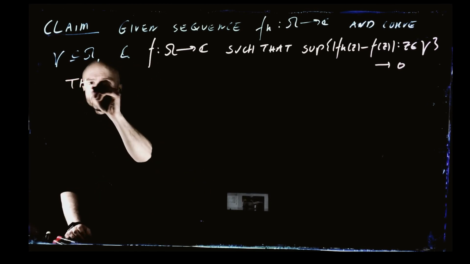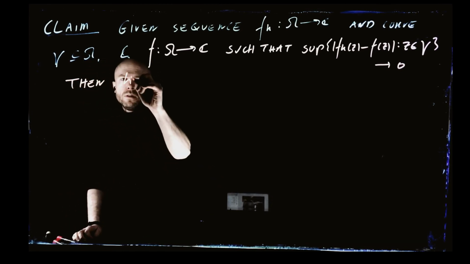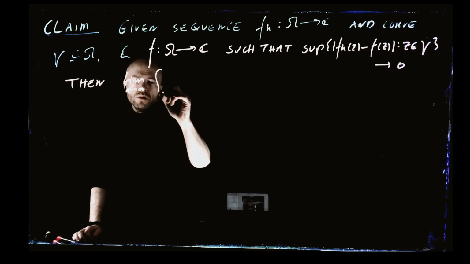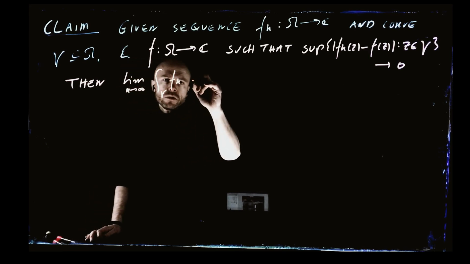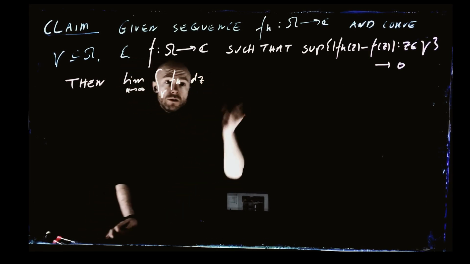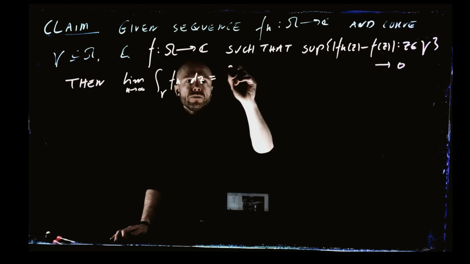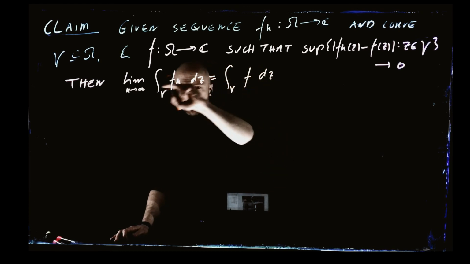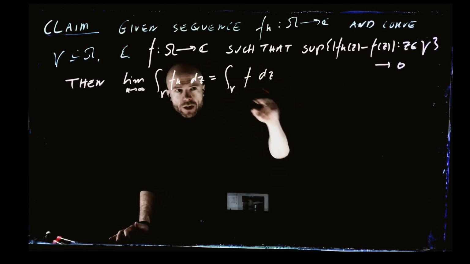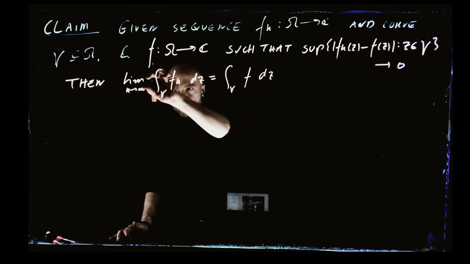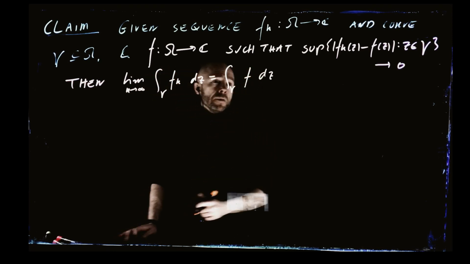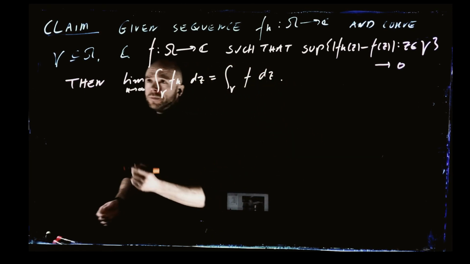Then the limit of the integral over the curve of fk(zeta) dzeta is actually equal to the integral of f(zeta) dzeta. In other words, we're passing the limit through, because the limit of fk is f, right? So we have the limit outside, and here the limit is inside. Yeah? And why is that true?